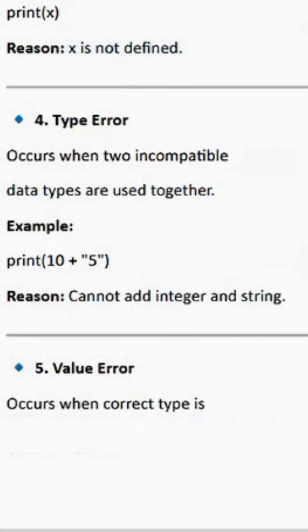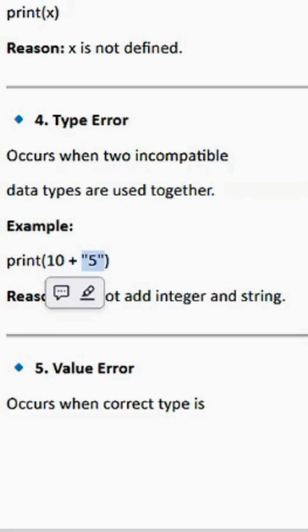Now the fourth one, that is type error. Type error is one of the most important concepts in programming, for any kind of programming, as well as it is applicable for Python programming. It occurs when two incompatible data types are used together. What is the meaning of incompatible data type? Incompatible data type is nothing but when we try to do some arithmetic operation with different data types. Like here you can see I am trying to add one integer with one string, which is not possible.